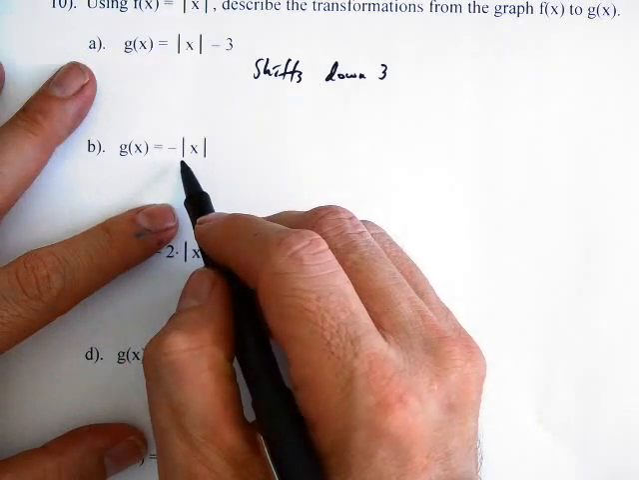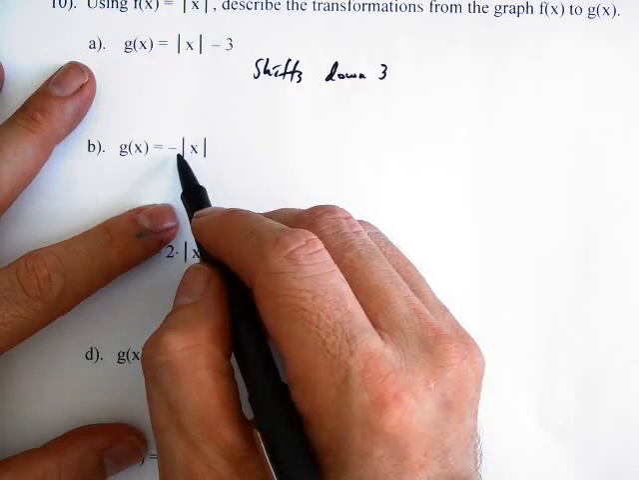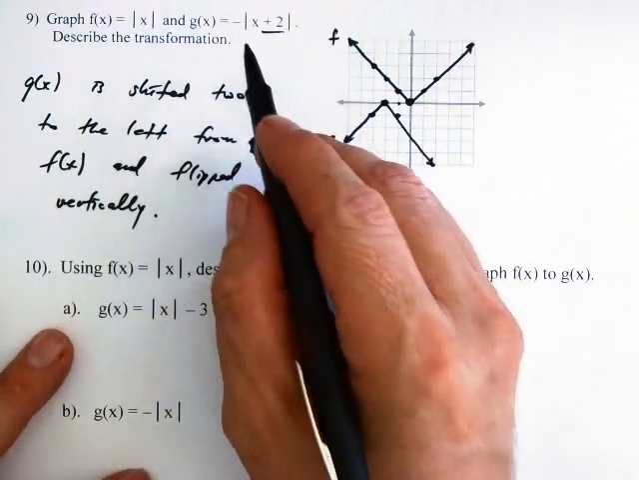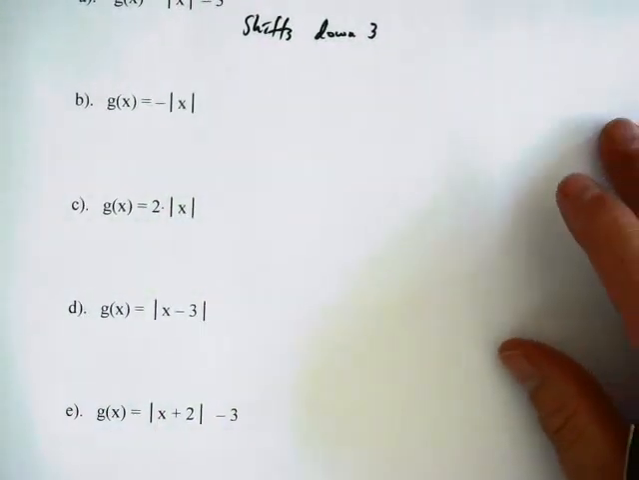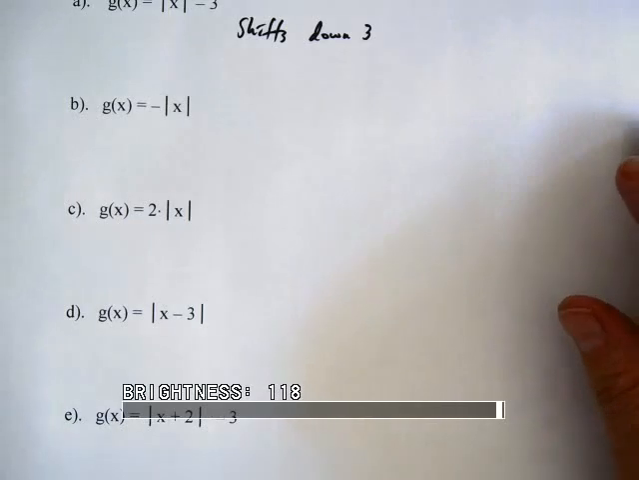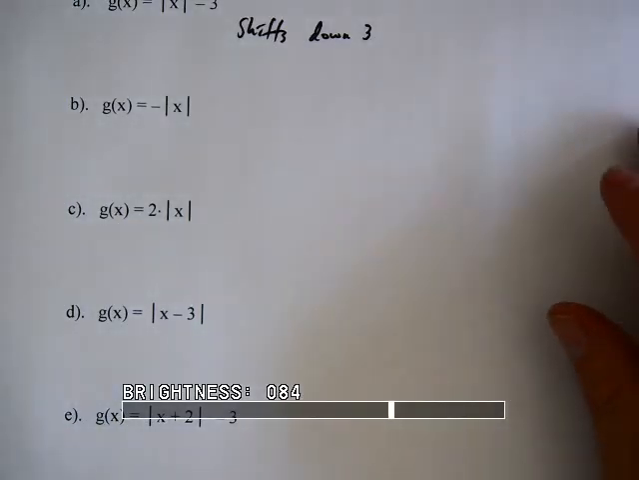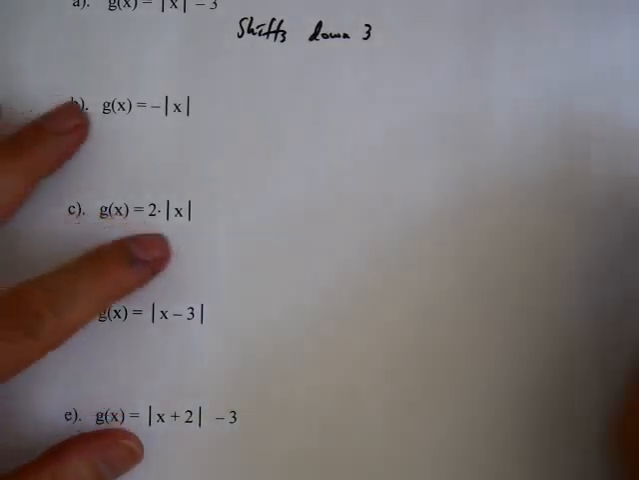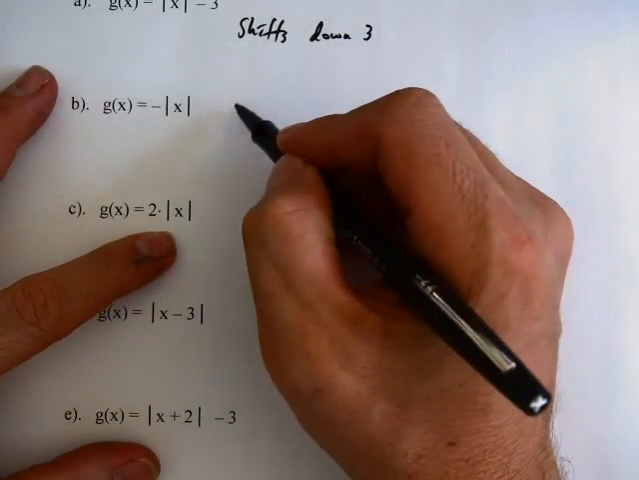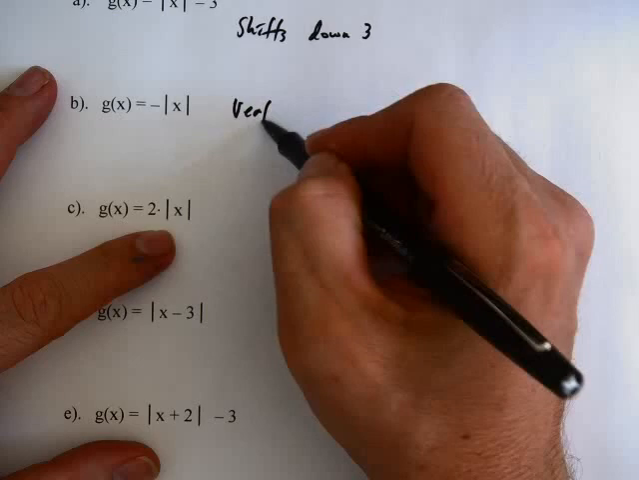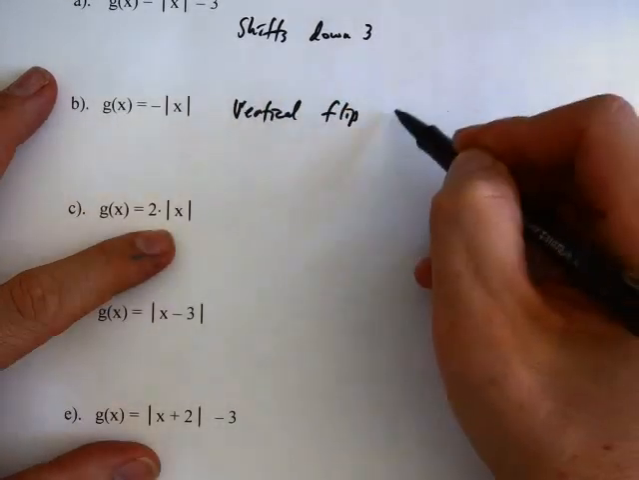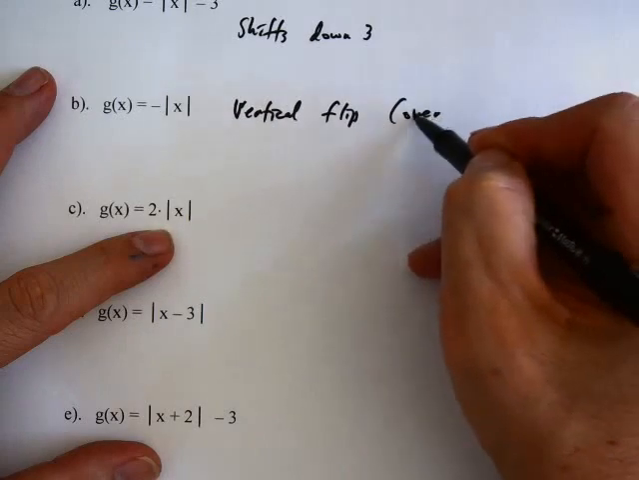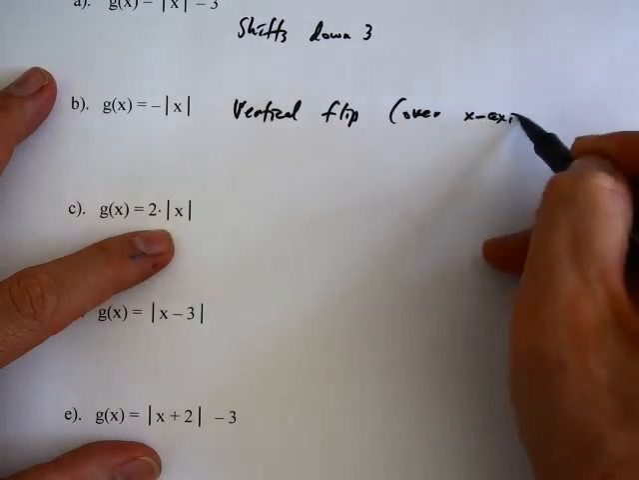G of x here. Negative, we already discussed that, didn't we? We discussed it right here. What did that negative do? Who said it? Johnny, good job. It shifts it. Oh, no, it's a vertical flip. And you might want to write for clarity, over the x-axis.